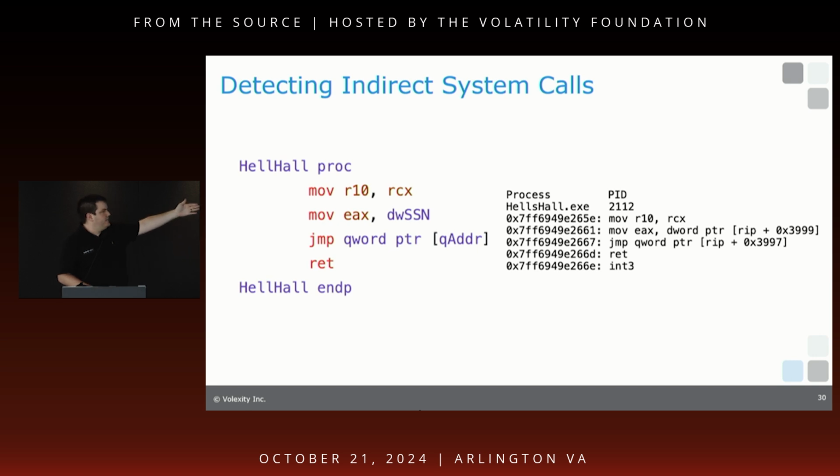So on the right, what you're seeing is the indirect system call plugin. The process is Hell's Hall, the PID in this particular memory sample, and then we're showing you a disassembly and the addresses where that is. Again, 0 false positives against all of our large data set.